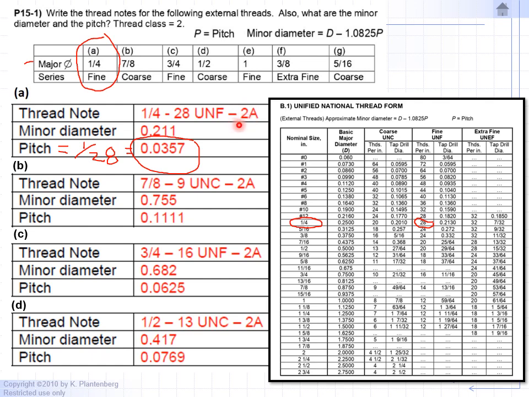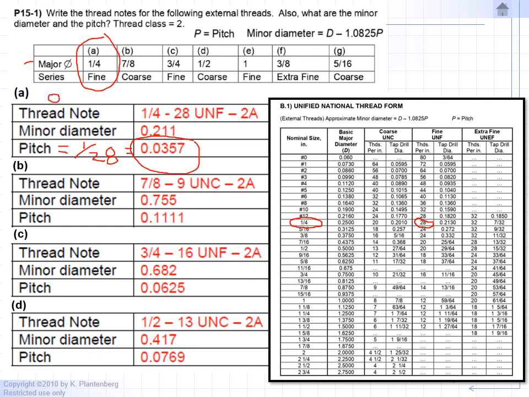All right, so now let's calculate the minor diameter. So for the minor diameter, we're going to use this formula. Minor diameter equals major diameter minus 1.0825, that's our constant, times the pitch. Okay, so how do we calculate the minor diameter for problem A? All right, so let's do some math.